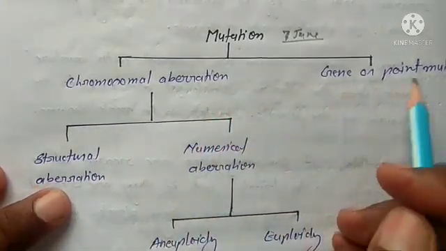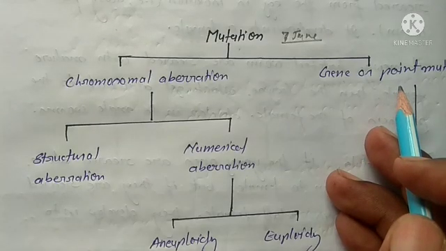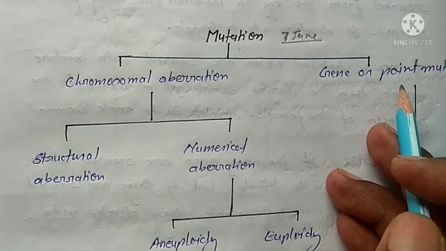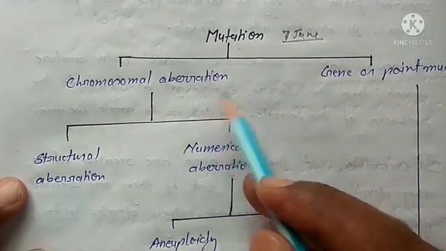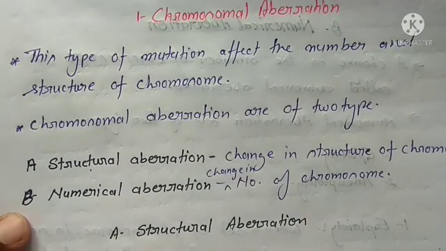The same applies to gene or point mutation. If the number of genes increases or is deleted, that also causes mutation. So today we discuss chromosomal aberration. Okay, clear here? So now we discuss chromosomal aberration.